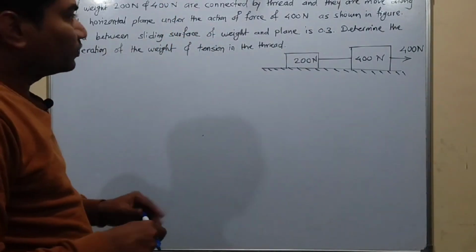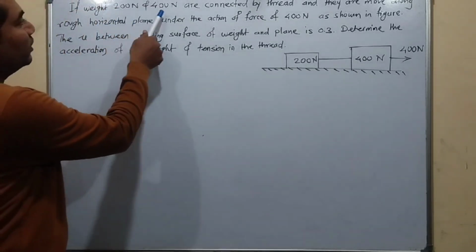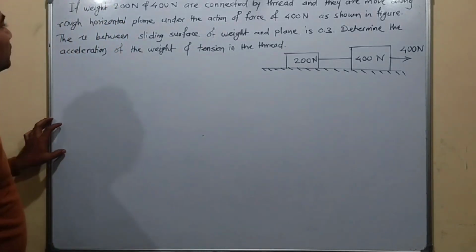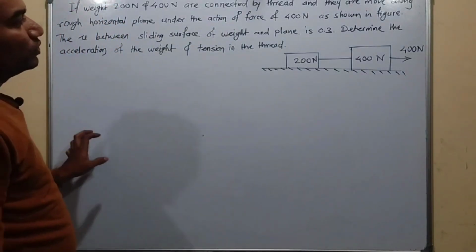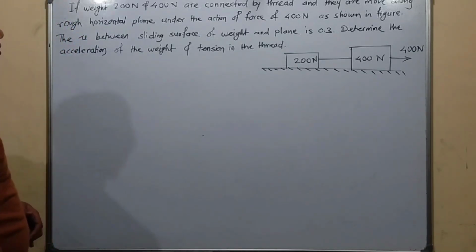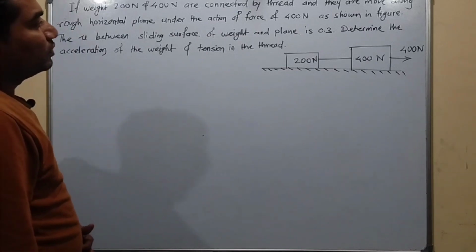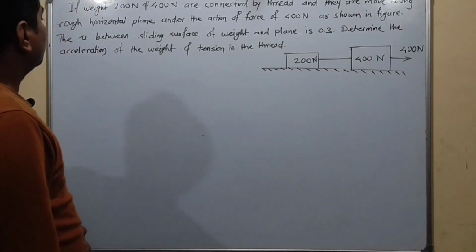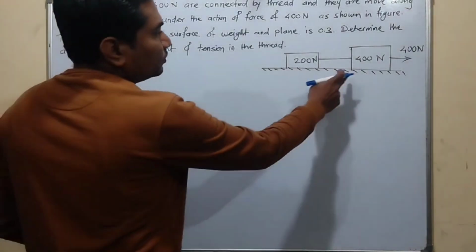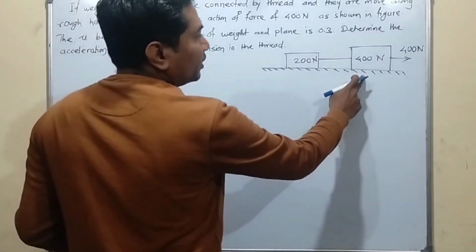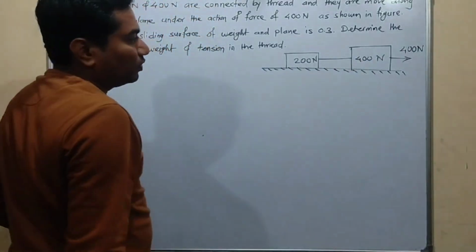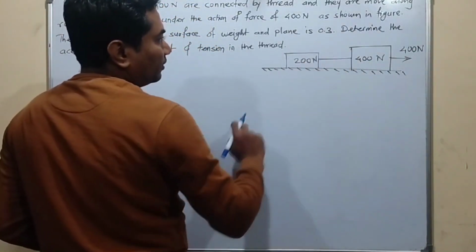So the question is: if the weights of 200 Newton and 400 Newton are connected by a thread and they are moved along a rough horizontal plane under the action of a force of 400 Newton as shown in the figure, the coefficient of friction between the sliding surface and the weight and plane is 0.3. Determine the acceleration of the weight and tension in the thread. So these are the two weights, 200 Newton and 400 Newton, and it is pulled by a 400 Newton force. This force is connected to the 400 Newton block, and these two blocks are connected by a thread.